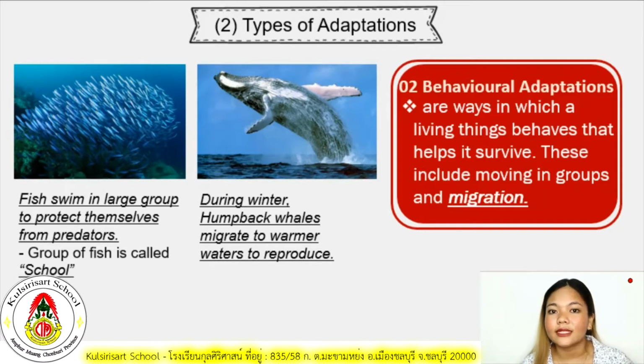Okay, so this is the second type of adaptation, which is the behavioral adaptation, meaning this is how animals behave in order for them to survive the environment. Okay, so I hope that it's clear to you the two types of adaptation. Structural adaptation, meaning the physical features of animals, and behavioral adaptation is how animals behave in order to cope with their environment. Okay?